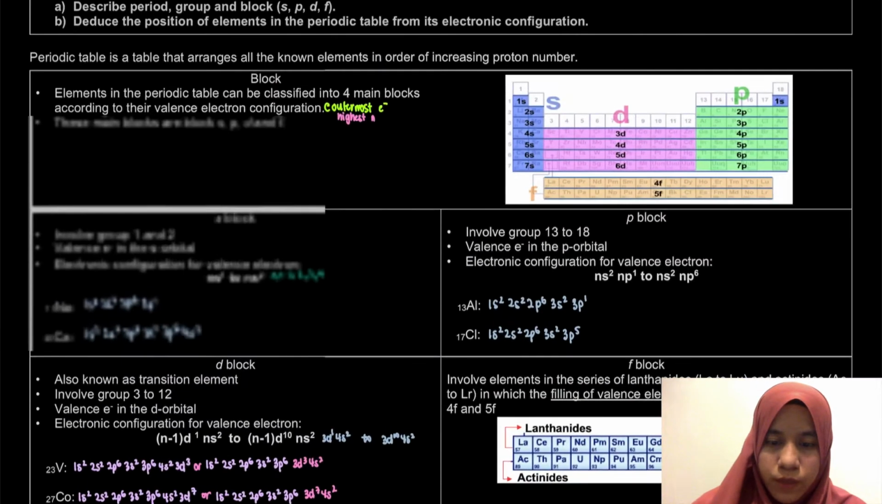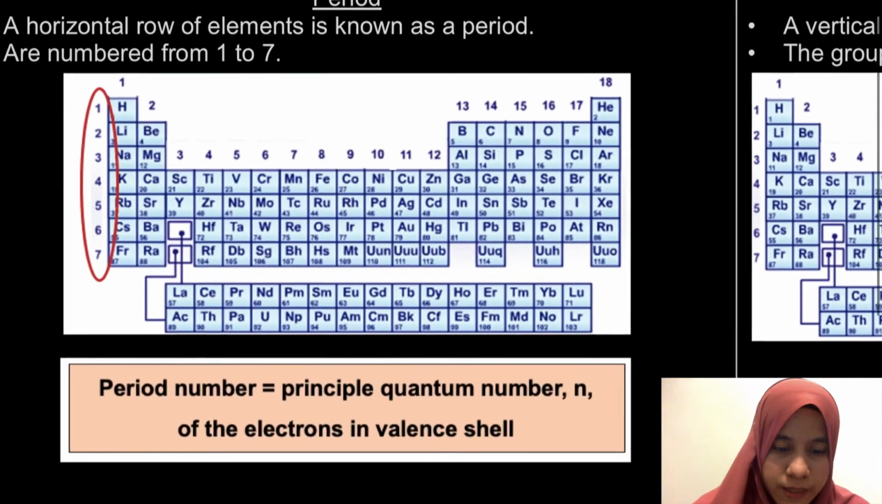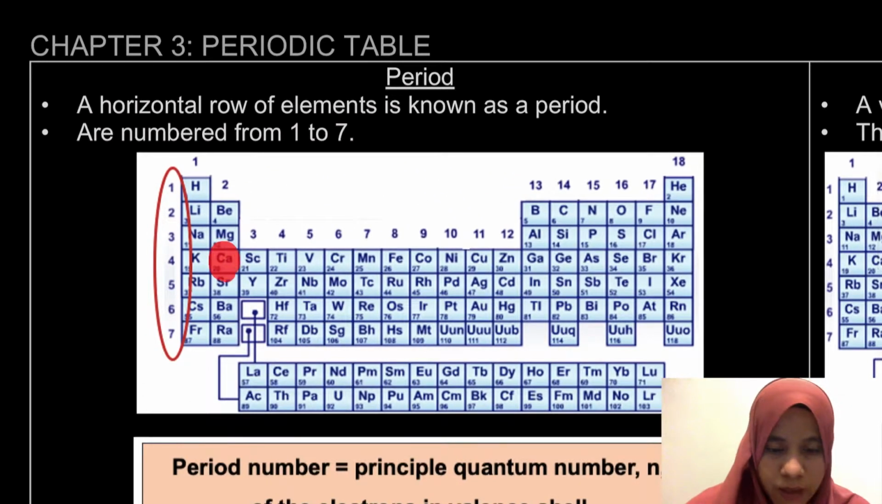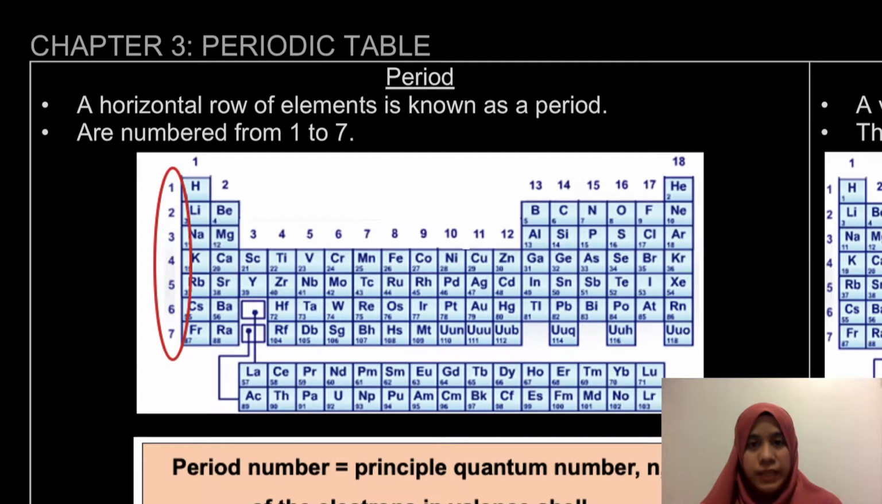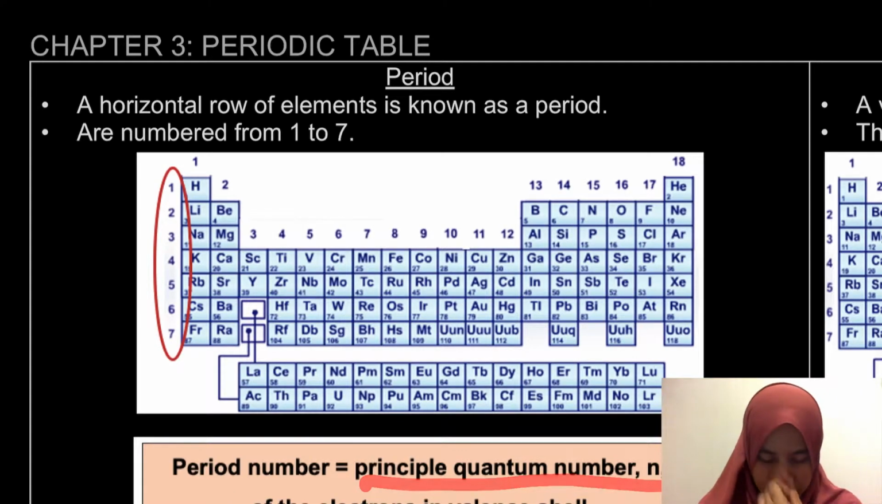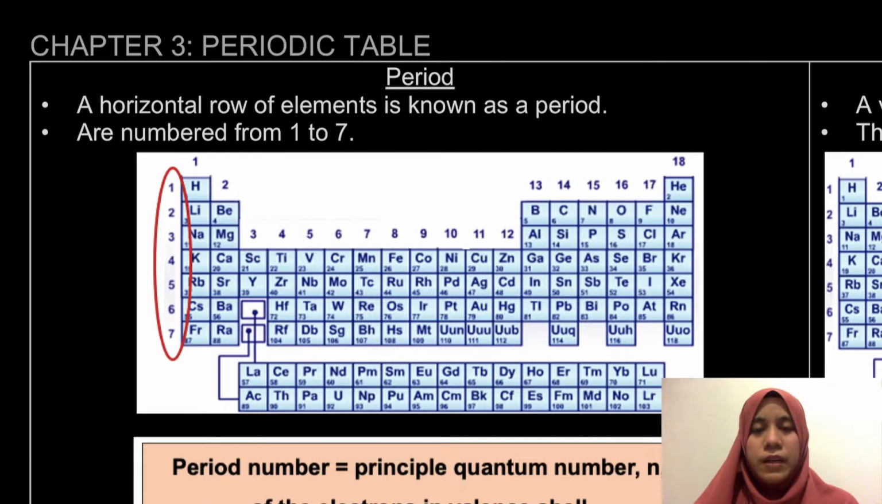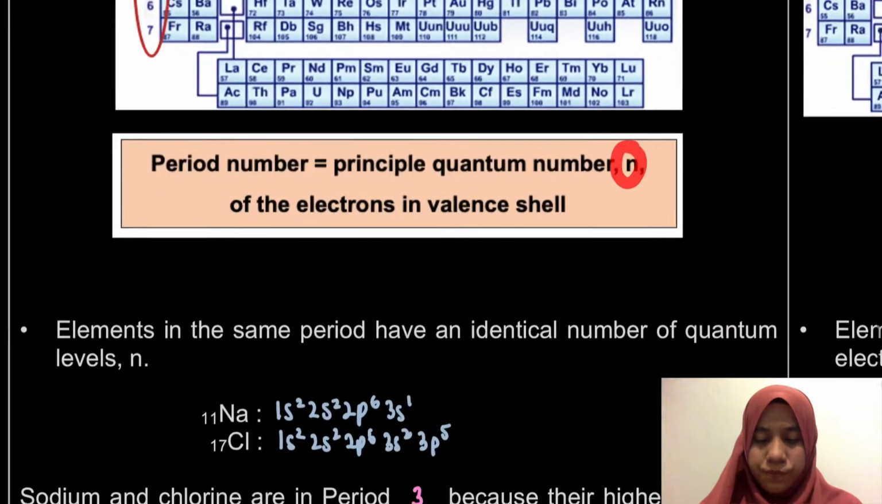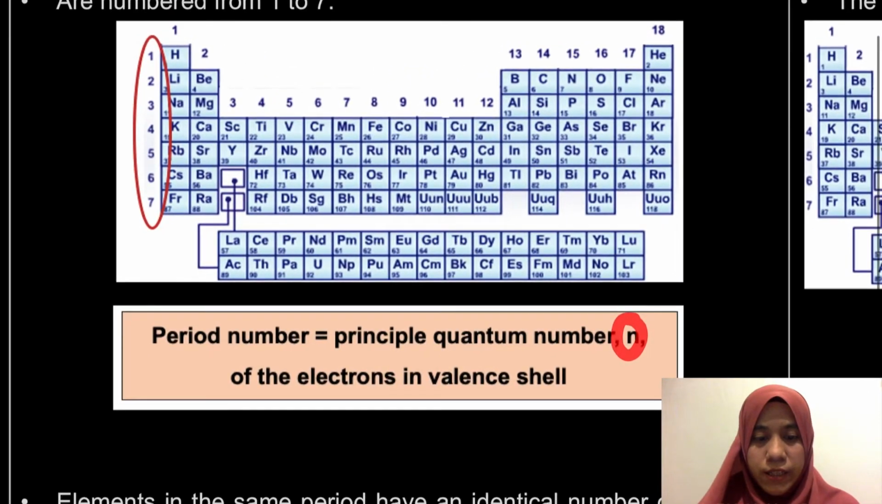Let's look back here. Calcium is in period 4. So based on the highest shell, the highest principal quantum number, you can determine the period based on your n. That is for period.